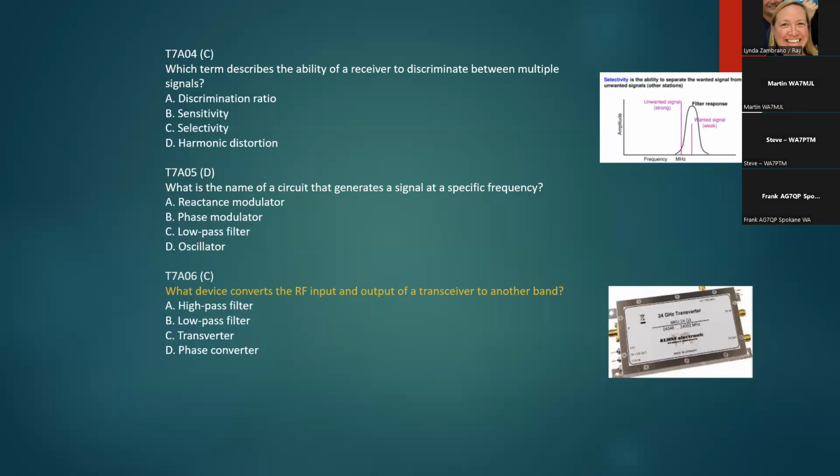Here's one that's a little unusual. Most hams don't really use these devices, but what is a device that converts the RF input and output of a transceiver to another band? And here's an example of the box. It's generally used for very high frequency signals, to drop them down into a frequency that your receiver can actually receive, and that is called a transverter.